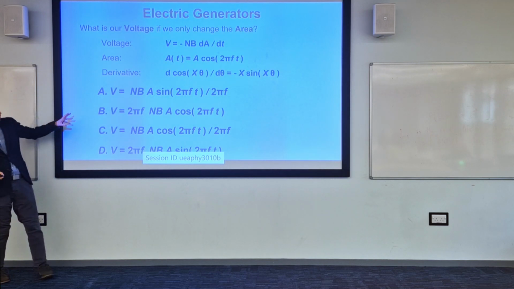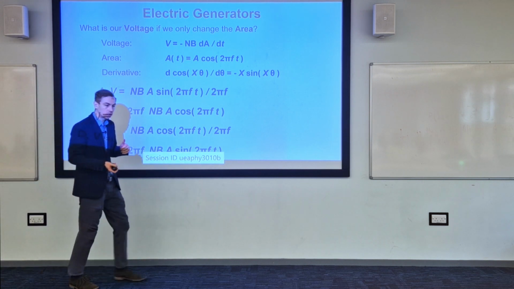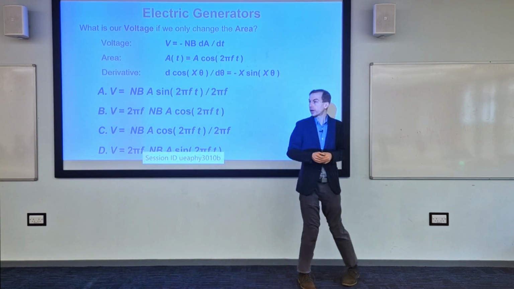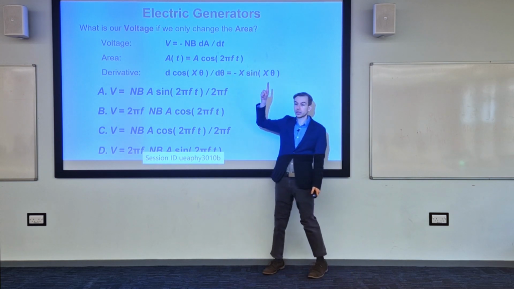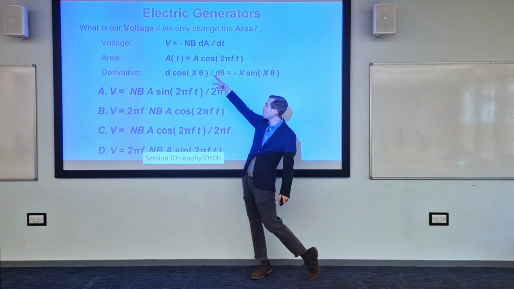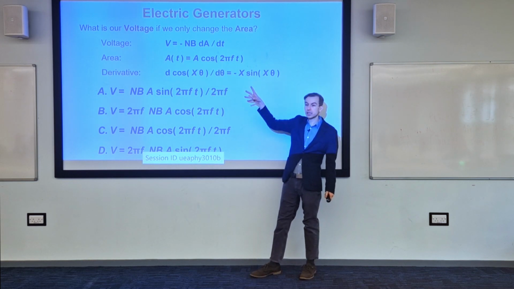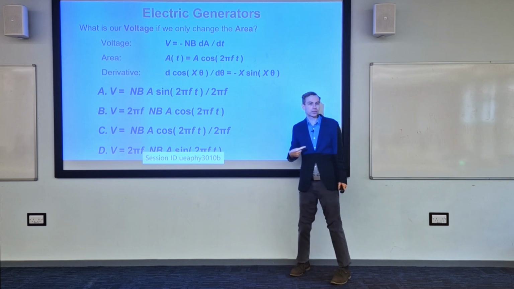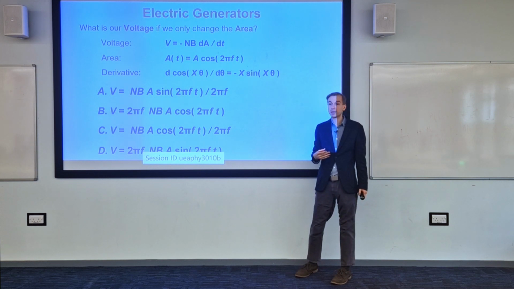So we've got this question here. What we're trying to do is use Faraday's law to go from the area that you just figured out, and get back to the voltage. So let's take a look at all the pieces of the puzzle here. Let's see what we have. This is our area that you just worked out, so A cosine 2 pi ft. And we know from last time, from Faraday's law, how the voltage relates to the area. So the voltage is equal to minus NB, where N is the number of coils of wire we have, B is the strength of the magnetic field, and then dA by dt, the derivative of our area with respect to time.